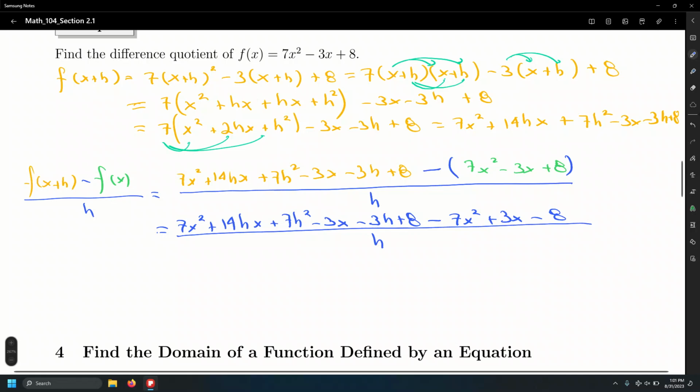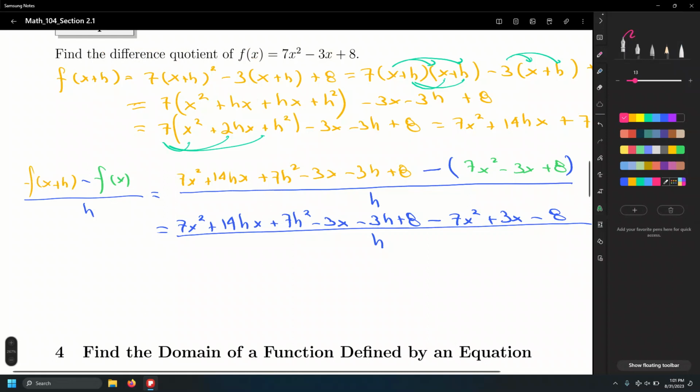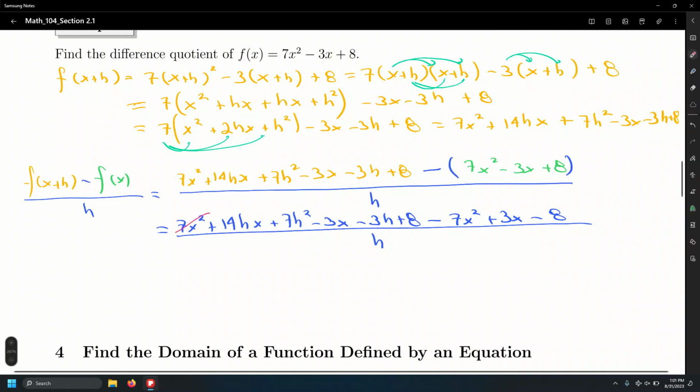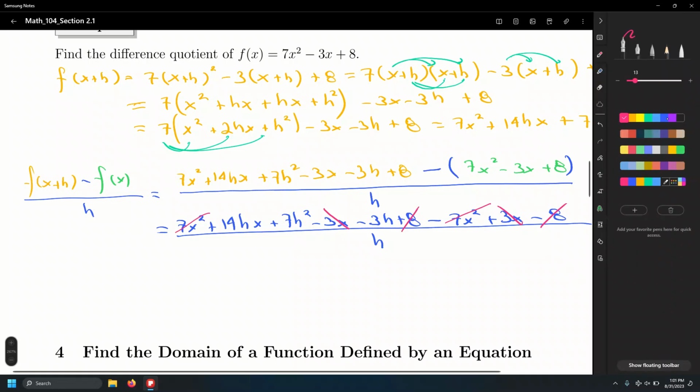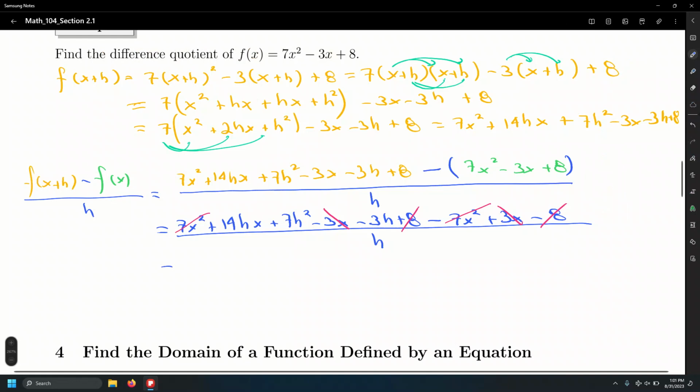And at this point, we can see a lot of common terms that get canceled. Notice how 7x squared minus 7x squared, and then the negative 3x and the positive 3x, and then negative 8 with positive 8. All those 6 terms get canceled. So we're going to be left with 14hx plus 7h squared minus 3h, and I think that's about it.